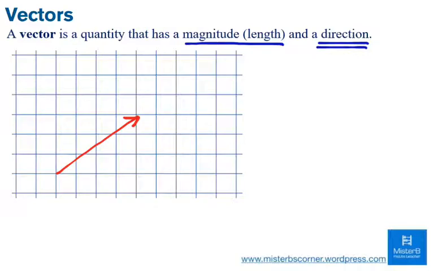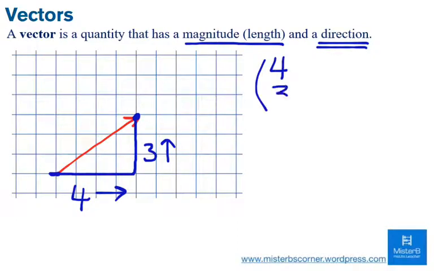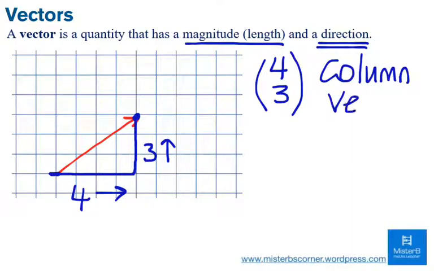Like from the initial point I go 1, 2, 3, 4 units right, and then I go 3 units up and I come to the final point. So I can write this vector as (4, 3), and this is called the column vector. So this is how we express vectors.